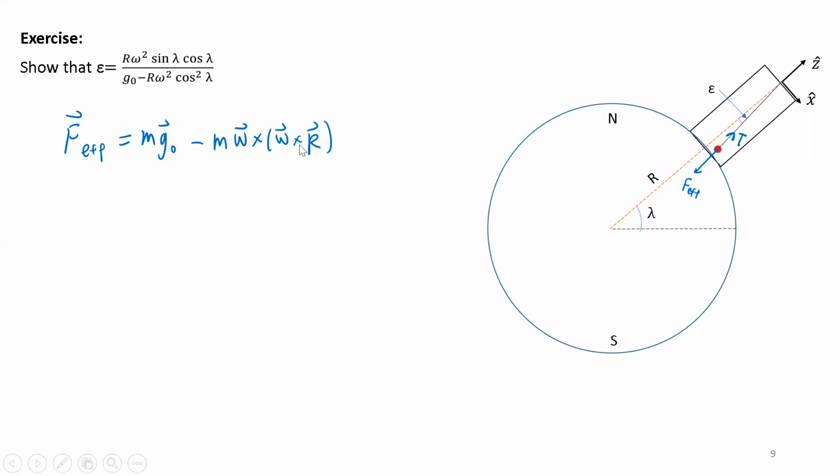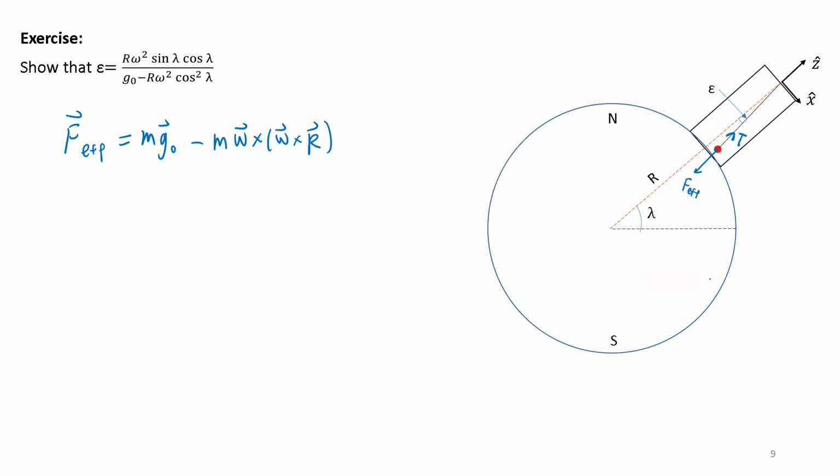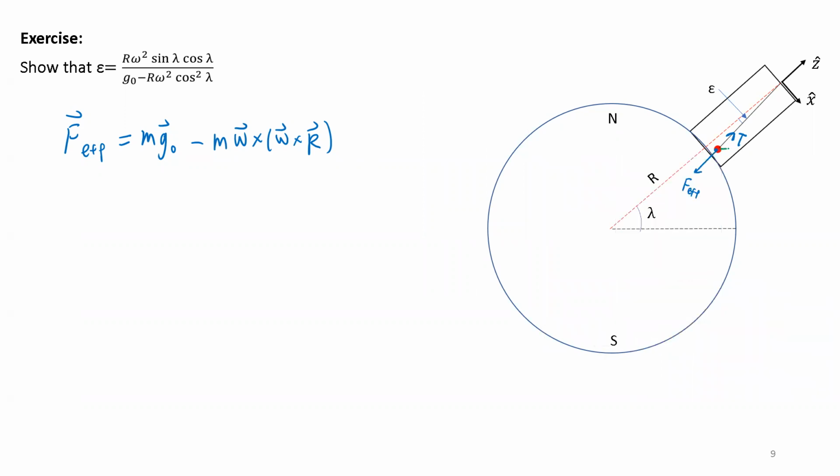Now, first of all, even without doing the cross product, you understand that the centrifugal force is pointing this way, away from the rotating axis. But as a practice, we will actually do the cross product explicitly together. This is the F centrifugal.